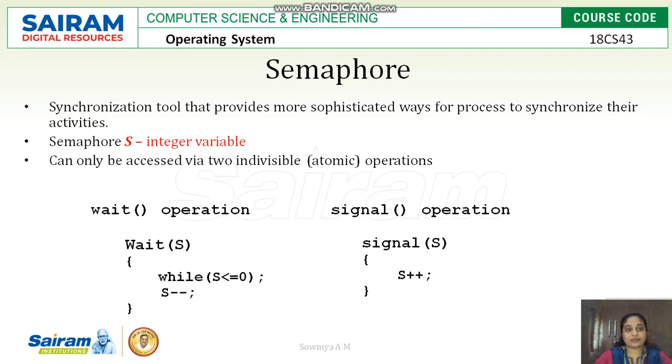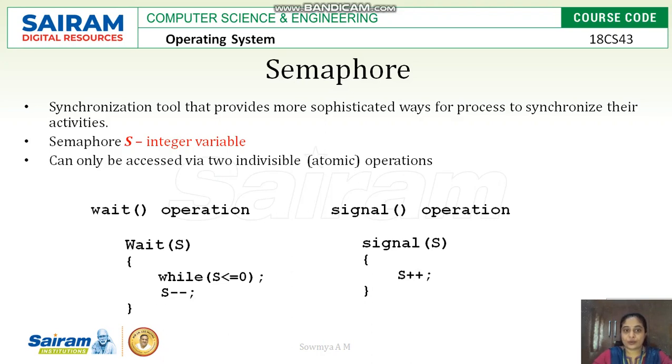As semaphores, there is an integer value called s, and this s value can be accessed via two individual operations at a time. So if there are two processes which need to execute the critical section at once, then to give the access for the critical section, the value of s is introduced.